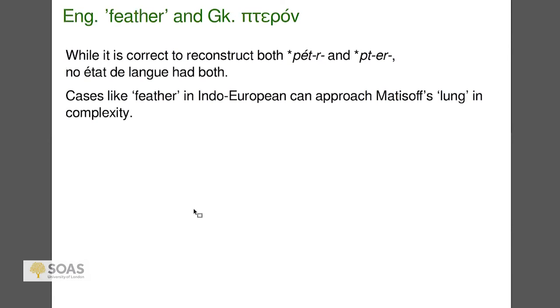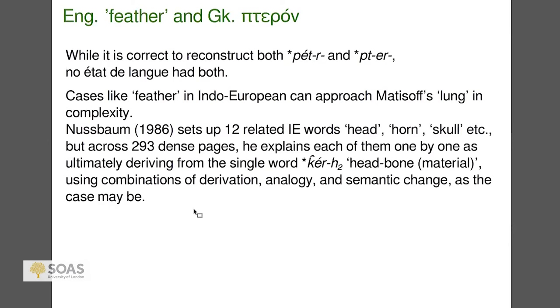And just to say, in fairness to Matisoff's 21 words for lung, cases like feather in Indo-European can approach that level of complexity. In particular, Nussbaum in a 1986 monograph sets up 12 related words for head, horn, and skull in Indo-European. It's a very hard problem that had been sitting around for a long time, and he tried to solve it, and I think his solution is seen as pretty good. In this 300-page monograph, he explains each of these forms one by one as ultimately deriving from a single noun, kerch, which meant head bone, the bone of the skull, and uses different combinations of derivational morphology, analogy, and semantic change, as the case may be, to get to these various attested forms.